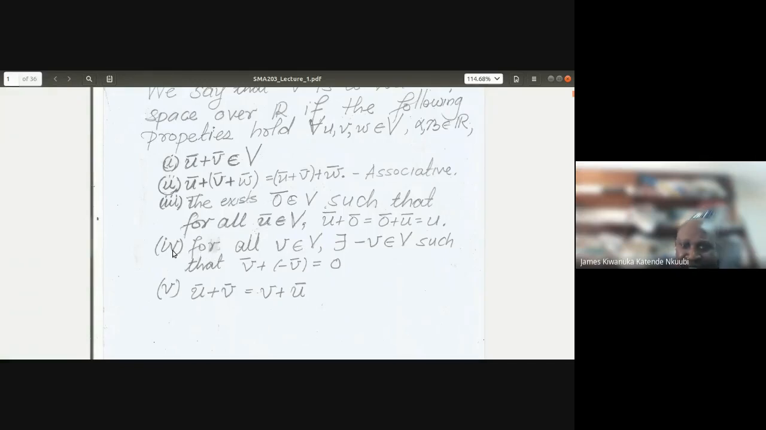Then the fourth property says that if you pick any element, any vector in V, again, I forgot to put the bar up here, this means that we can find another element which we choose to denote by minus V, such that if we add this element to the vector V, we get the zero vector. So this should be the zero vector. It should be zero with a bar also. Keep forgetting. So we should have a bar up here.